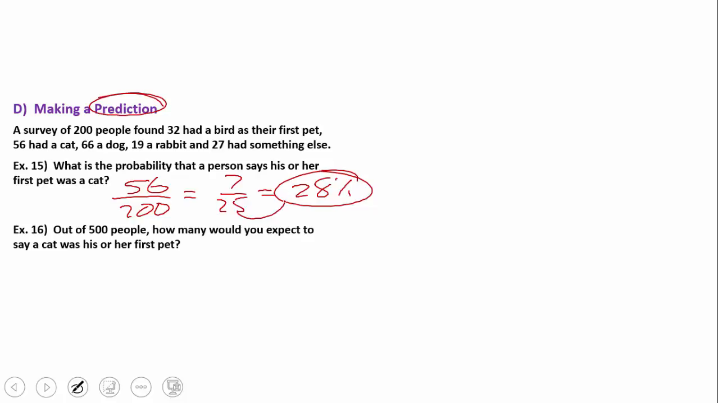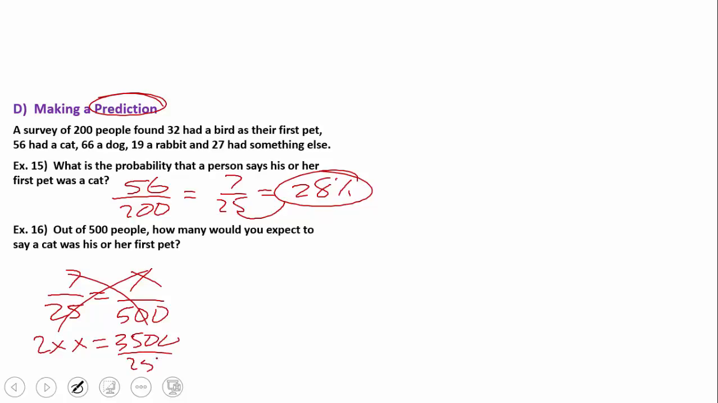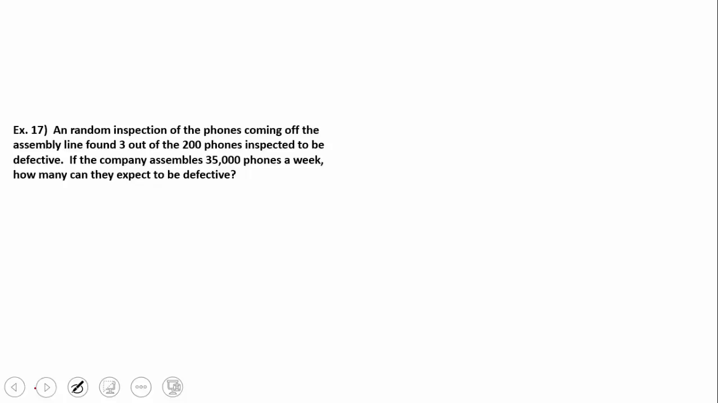So you can use either one of these. I can say 7 out of 25 is equal to how many out of 500? And when I use cross products, it's 25x equals 3,500, and then divide by 25. I would see that it's 140. Or, if I broke it into a percent, I would say 500 times 28%, which is 0.28, I would still get 140. All right? So you can use either way you write your probability.